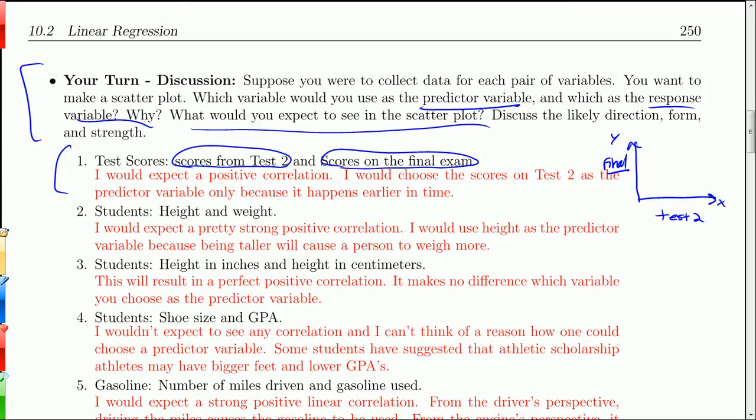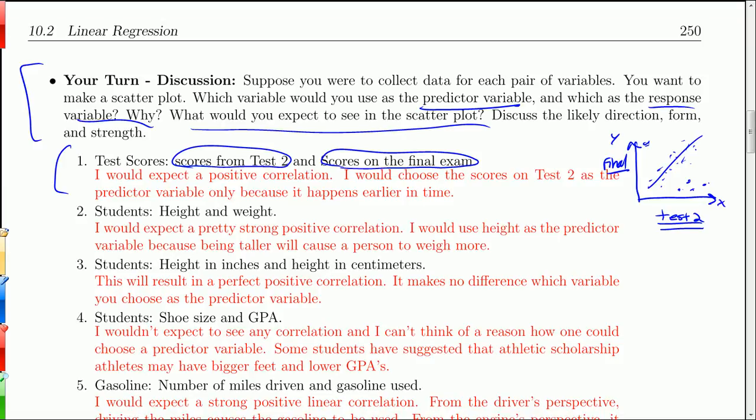So I'd put the final as the y-axis. Doing well on test 2 may not cause you to do better on the final, but certainly if you do better on test 2, you're probably going to do better on the final and better in the course in general. So I would expect a pretty good positive relationship. I could be wrong. There's probably some outliers here or there. Maybe not even outliers, but just variables that don't fit the line very well.